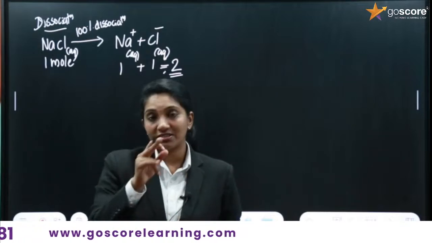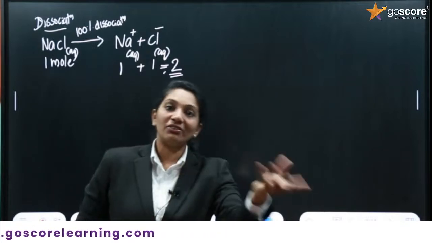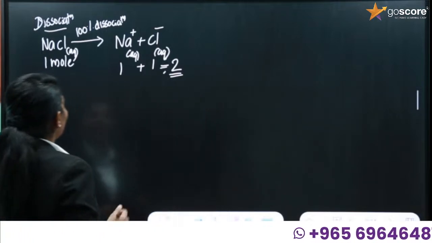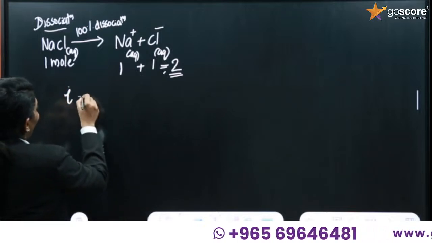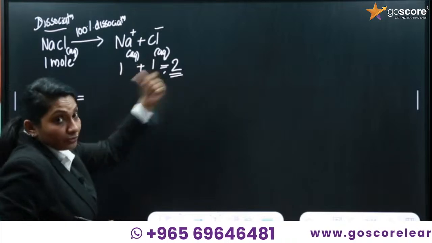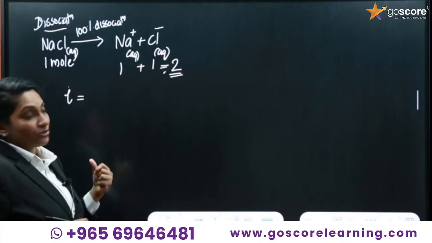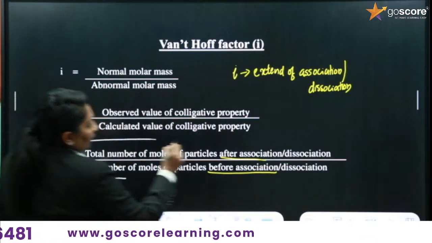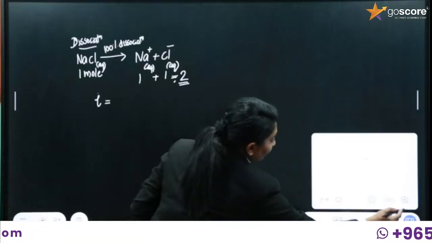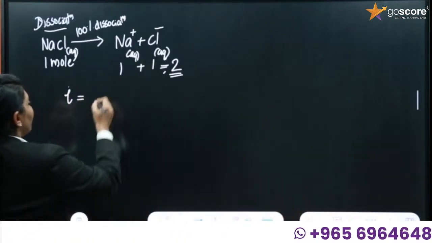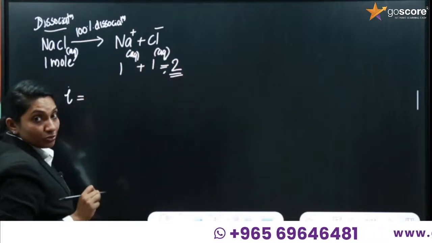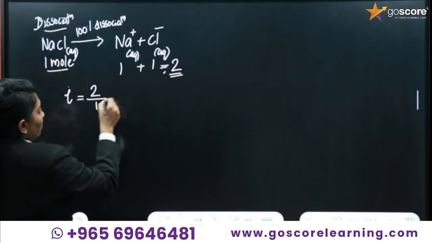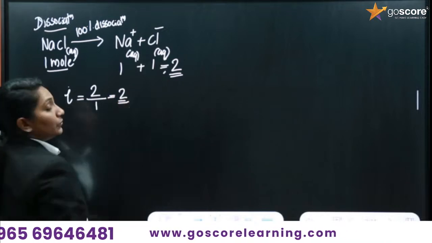So definitely there will be changes in the colligative properties, in the theoretical value as well as in the observed value. That extent is given by the Van't Hoff factor. If you consider the Van't Hoff factor, i is equal to the number of moles after dissociation over the number of moles before dissociation. Here, the total number of moles after dissociation is 2, and before dissociation it is 1. So the Van't Hoff factor will be 2.